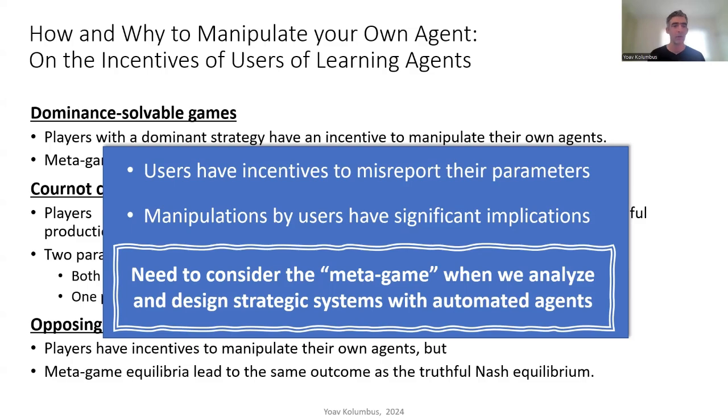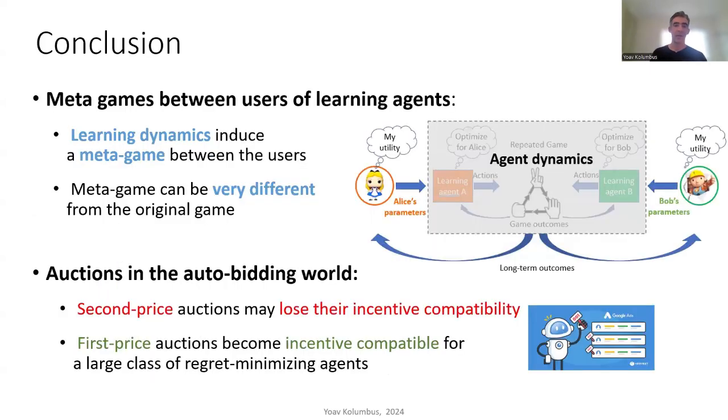Let me very briefly conclude. We talked about metagames between users of learning agents. We saw that learning dynamics induce incentives for the users and induce metagames between them. And metagames can sometimes be very different from the original underlying game. And in auctions, we saw that second price auctions may lose their incentive compatibility, whereas first price auctions become incentive compatible, at least for a large class of regret minimizing agents.